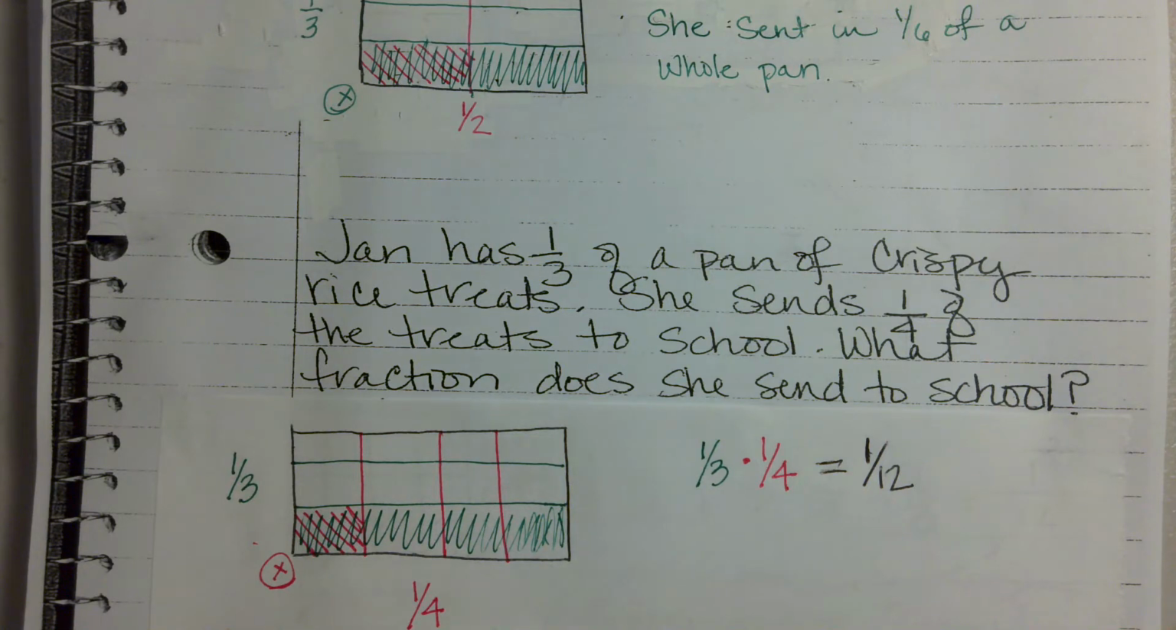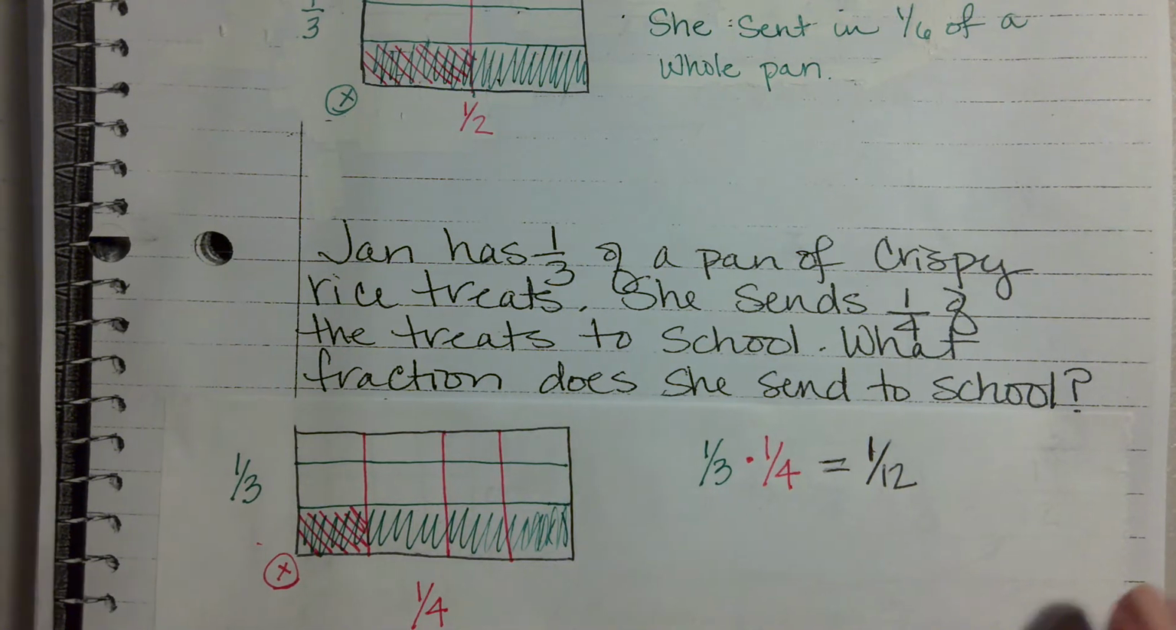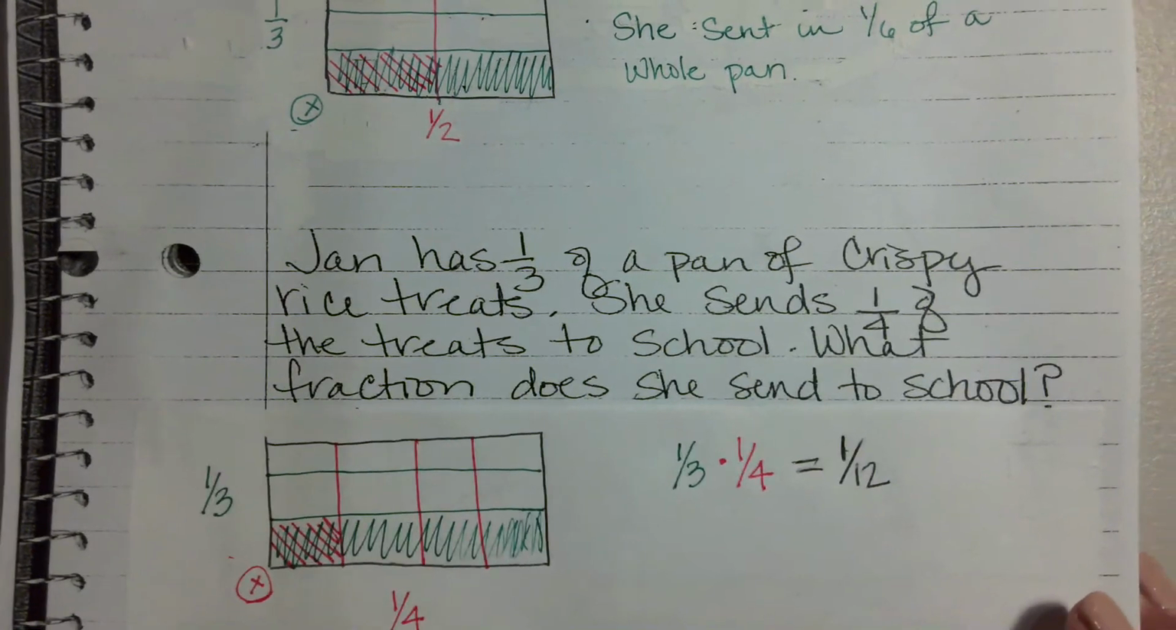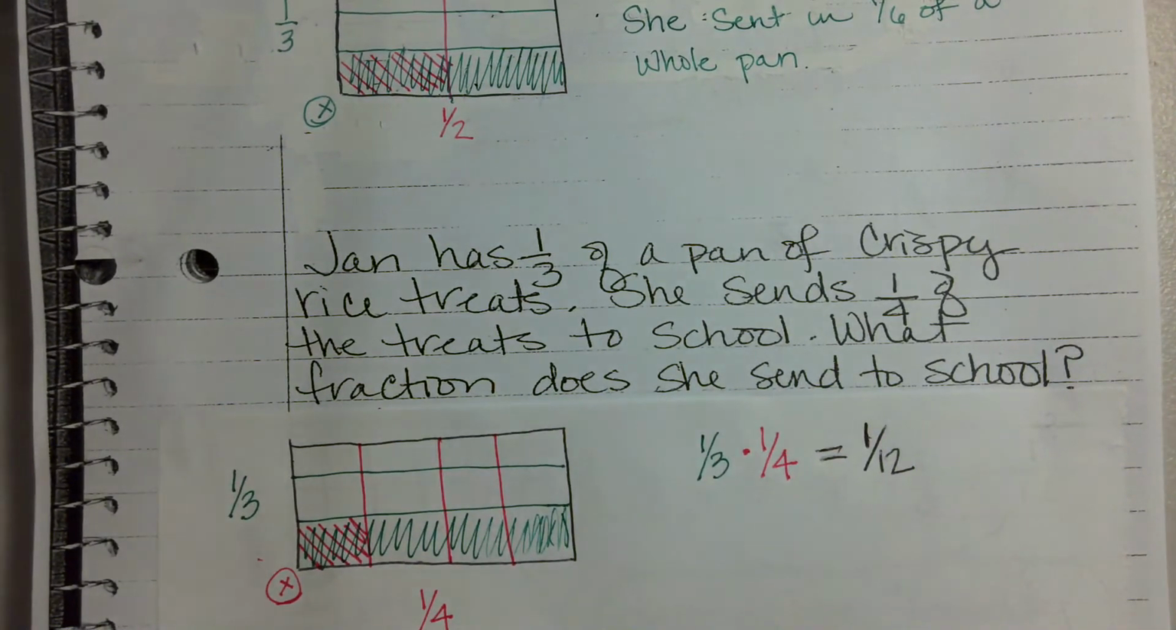So does the order of the factors affect the size of the product? No, it doesn't when we multiply whole numbers or even fractions. That means that 1/4 of 1/3 is the same as 1/3 of 1/4. So it doesn't matter. 1/4 of a third is the same as 1/3 of a fourth because of the commutative property. It would work out the same way.